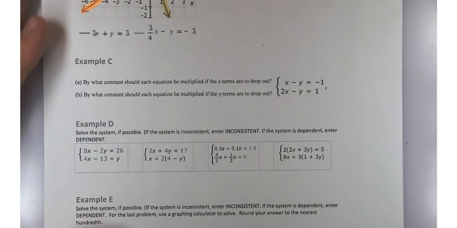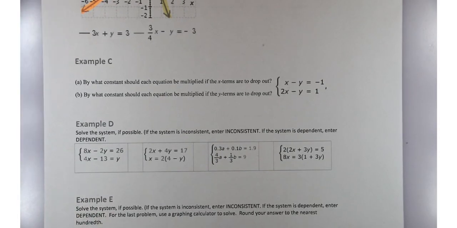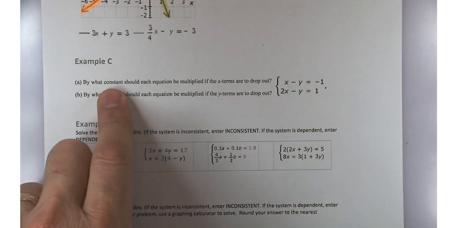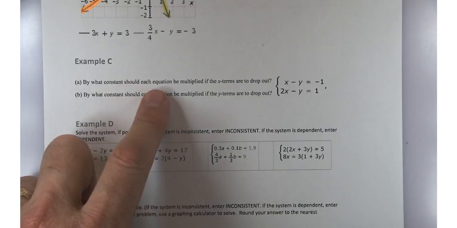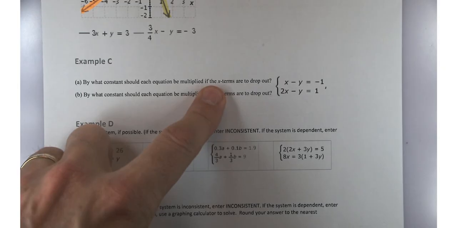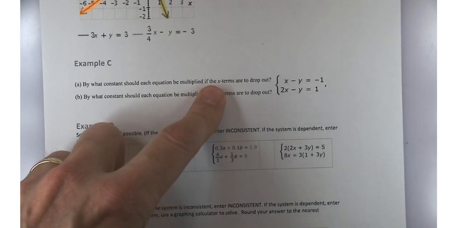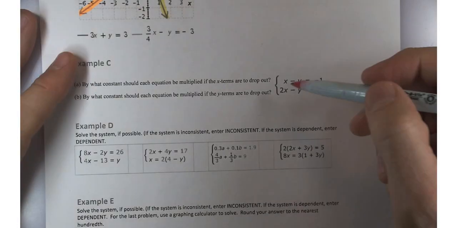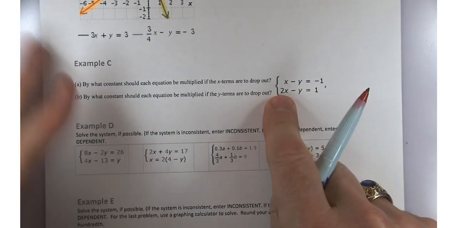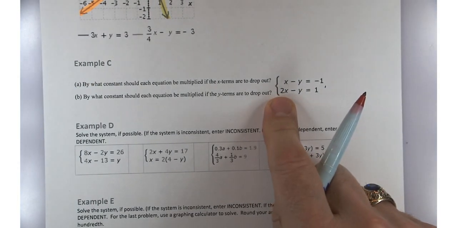Well, there's what's sometimes called the elimination method. I prefer to call it the addition method. Let's start moving into that this way. It says, what constant should each equation be multiplied by if the terms of x are to drop out? Let's see. What would you add to the 2 here? What do you add to 2 to make it equal to 0?